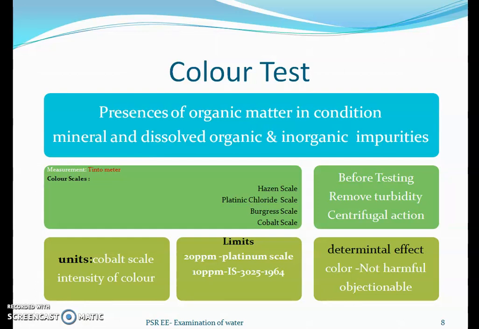Then, to prepare the color standard, 1.245 grams of potassium chloroplatinate and 1 gram of cobalt chloride are dissolved in distilled water and diluted to 1 liter, and this gives 500 Hazen units. That is the fashion: 1.245 grams of potassium chloroplatinate and 1 gram of cobalt chloride should be dissolved in distilled water and made up to 1 liter. Then it gives the color of 500 Hazen units.